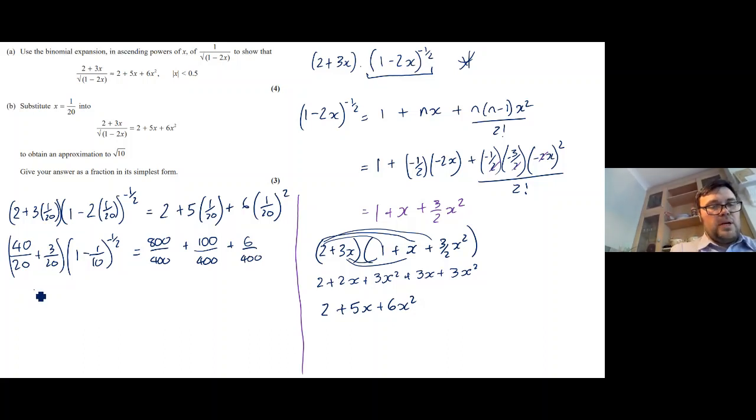Tidying up, we have 43 over 20 times 1 minus 1/10 is 9/10. And then on this side, we have 906 over 100. Okay. 9/10, my apologies, is to the power of minus a half. Just concentrate on the 9/10 part. What I'm hoping you can see, the minus sign means that I can flip it. So that becomes 10 over 9 to the power of a half.